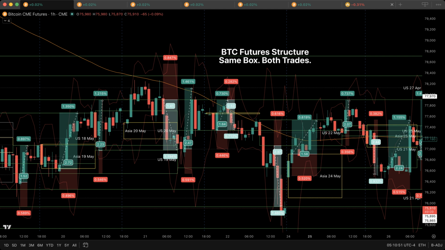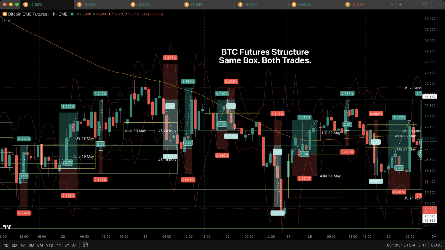A tighter stop can improve the visible ratio. It can allow bigger size. It can look cleaner, but it can also remove the trade before the target. So the stop must protect the structure. Not comfort. Not greed, not the desire for a bigger position.